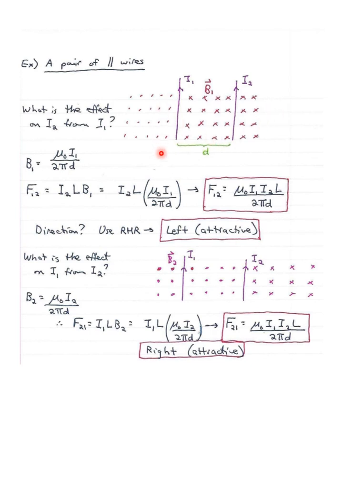Well, I1 has a magnetic field, and so I use the right-hand rule to grab I1 with my right hand, and we can see that in the vicinity of I2, meaning to the right, the magnetic field goes into the page. To the left of I1, it comes out of the page, but we're not concerned with that vicinity. And let's find the magnitude of the magnetic field. So B1, which is the magnetic field coming from wire 1, is mu naught I1 over 2 pi d.